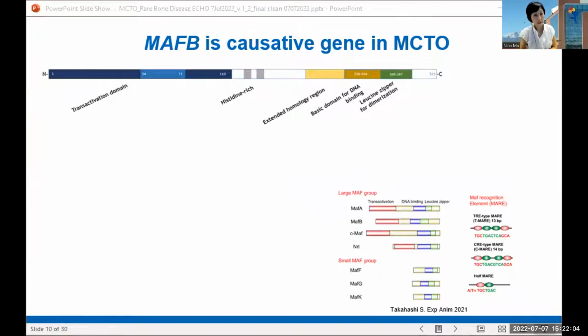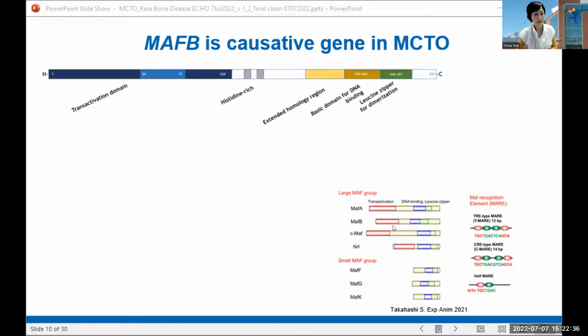So while the clinical presentation among patients with MCTO can vary pretty widely, sometimes even within the same family, they do share a genetic homogeneity where all patients with MCTO harbor mutations in a very narrow region of the MAFB gene. To provide a little bit of background of MAFB, this is a basic leucine zipper transcription factor. It is a member of the large MAF subfamily.